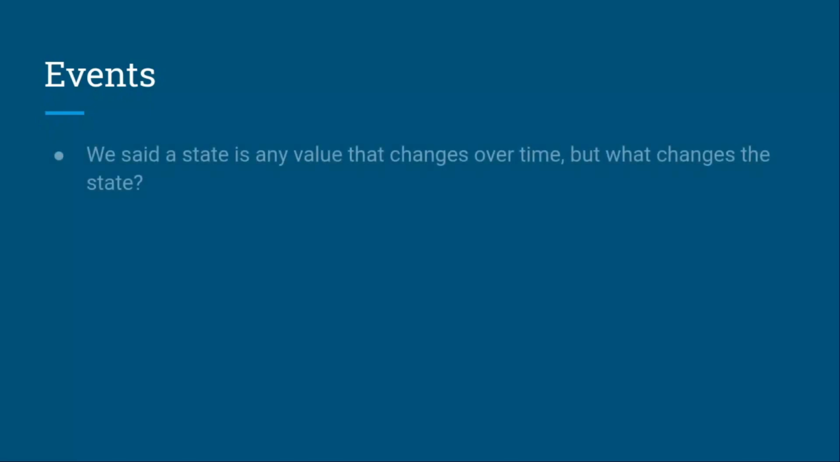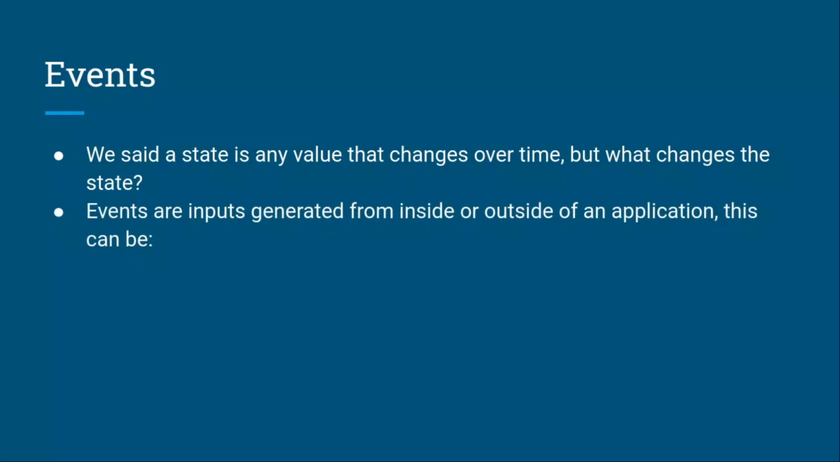Before we just write the code of a state, we have to understand events first. We said a state is any value that changes over time. But what changes that state? We have to understand this. Basically, events are input generated from inside or outside of an application. This can be, for example, a user interaction, i.e. typing in a text field. When we type in a text field, we are going to change the state, and this is just an event, and basically we have to change the UI.